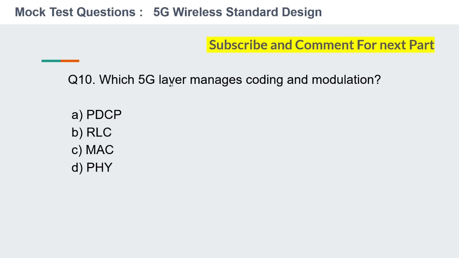Which 5G layer manages coding and modulation? So these are the options: PDCP, RLC, MAC, PHY. So your time starts now. And the answer is D, PHY. Now let's go to our question number 11.